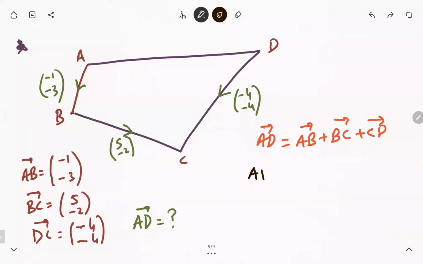Do we have AB? Yes. What is AB? -1 minus 3. Just copy that. Do we have vector BC? It's 5 minus 2. Yes, we have that. Plus CD. क्या हमारे पास vector CD है? No.